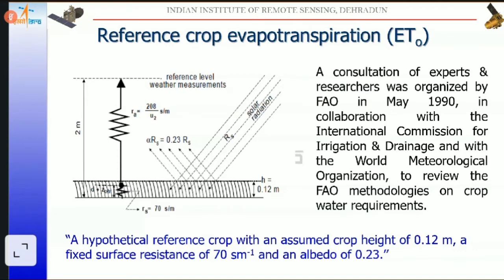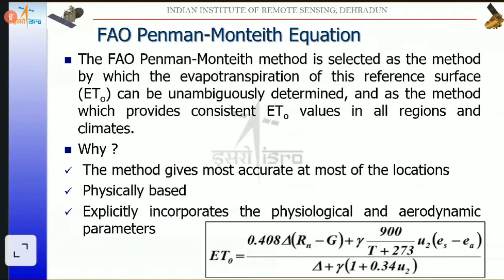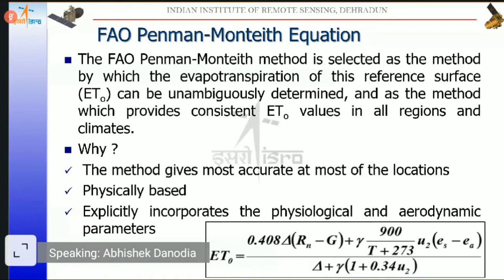Also, if we want to calculate the same reference evapotranspiration, we can use meteorological parameters judiciously and ultimately calculate it with the formula defined in this particular slide. The formula is simply known as the FAO Penman-Monteith equation, and it is very accurate, or you can say most accurate. It is a physically based equation which incorporates physiological as well as aerodynamic parameters. The formula defines what kind of parameters we use, and the parameters are listed in this particular table.